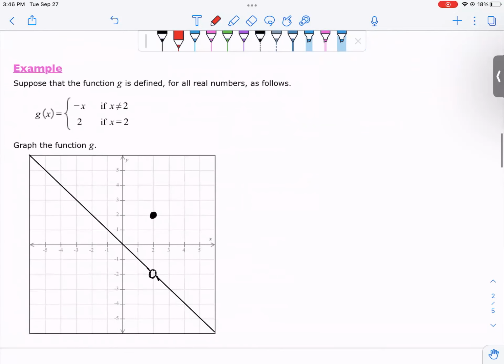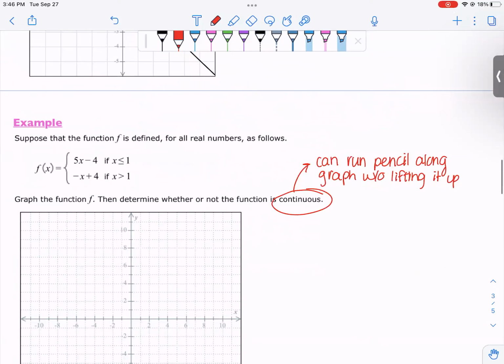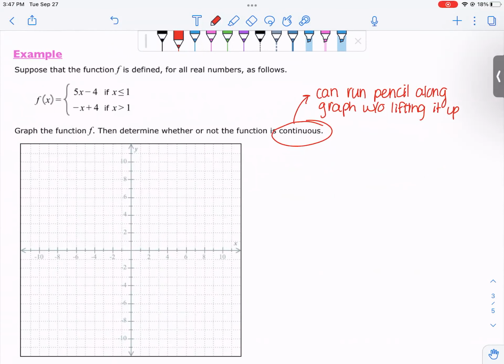This one right here, much like the first graph, is not continuous. There's a hole in it. If you see a hole in a graph, it is not continuous. All right, so there's that.